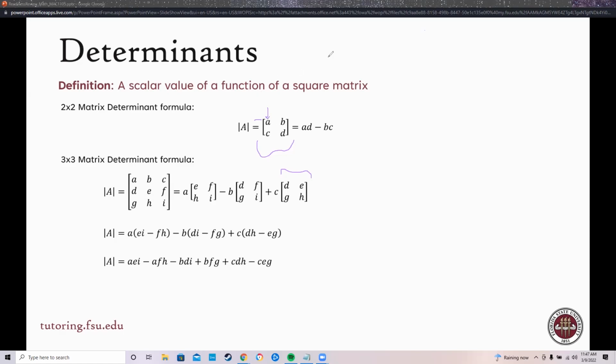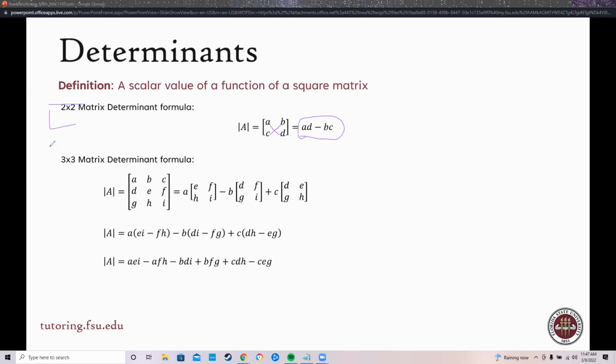So to solve a determinant of a matrix is to take the diagonal product of each term. So in this case, I'm going to do A times D minus B times C. That's it. That's for a 2x2 matrix determinant, which is fairly straightforward.